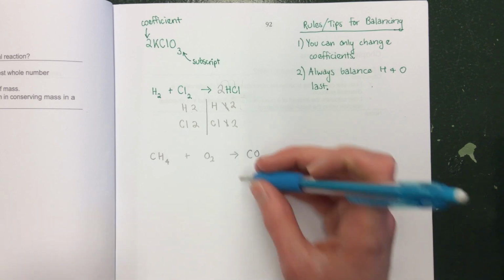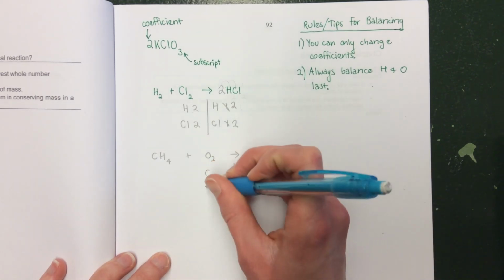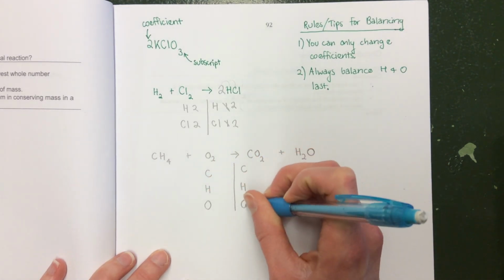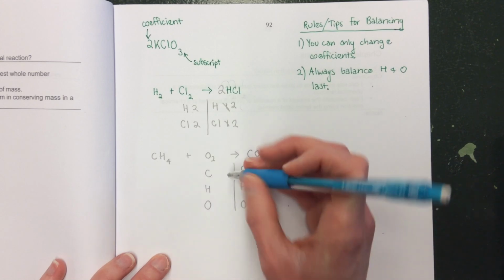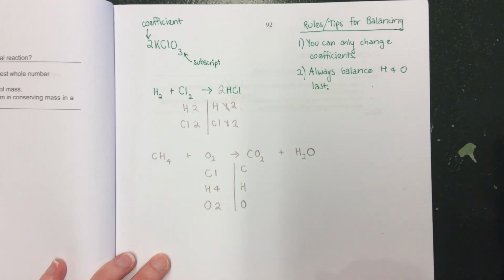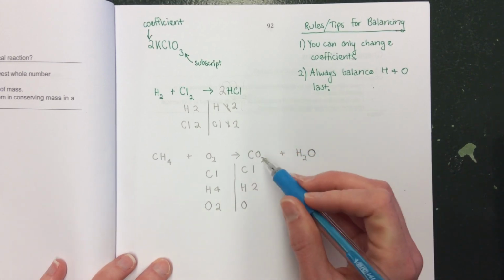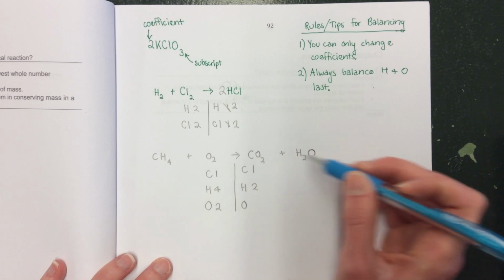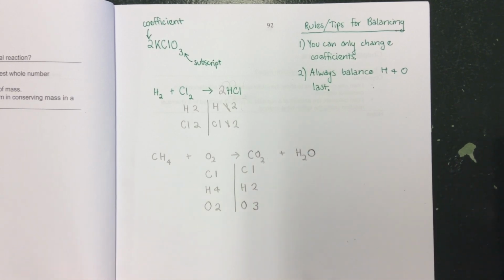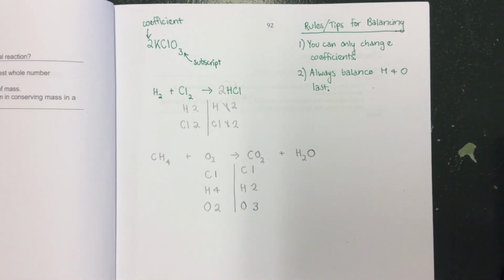So let's draw our vertical line. Let's write down all the elements that we have. We have C, H, and O. On both sides, again, write them in the same order. We've got 1 carbon, 4 hydrogens, 2 oxygens. 1 carbon, 2 hydrogens, and you have to be careful here because there's 2 oxygens right here and 1 right here, so that makes 3. Okay, so we can see our carbons are already equal, but our hydrogens and our oxygens are not.